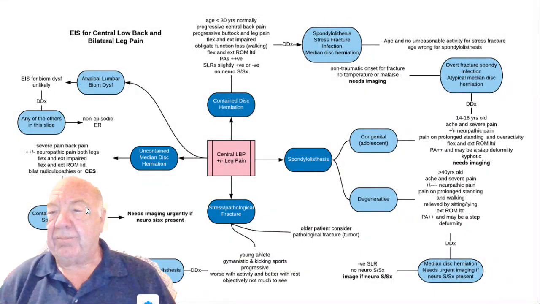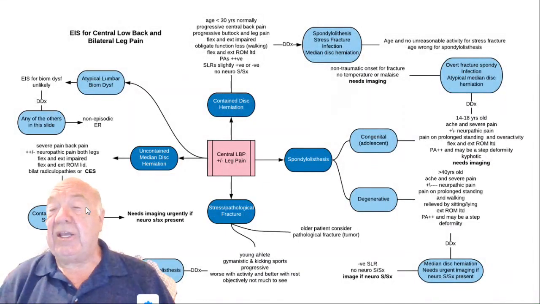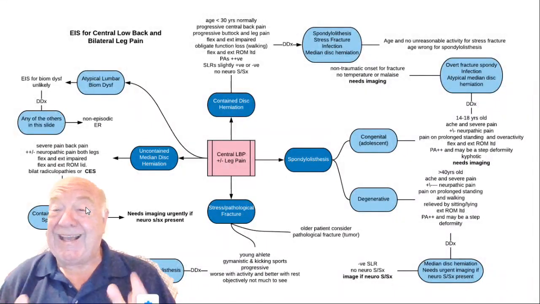extension activities and postures are going to be a real problem here. PAs will be extremely positive. You may be able to pick up a step deformity. They try to be kyphotic to bring it forwards, and again, this really does need imaging. Degenerative types over 40 years of age.